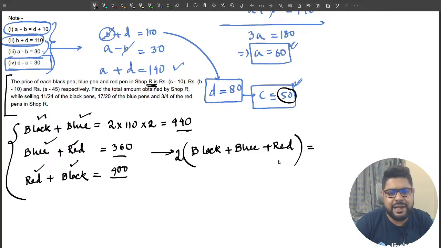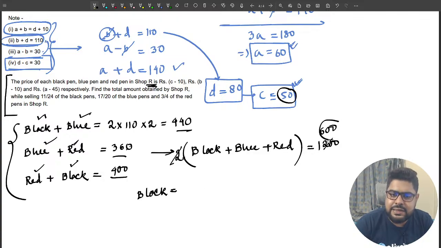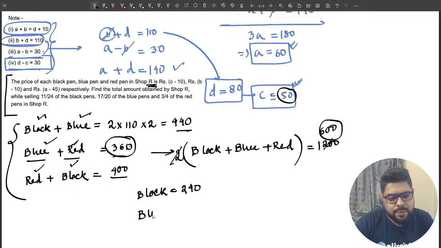So this is very clearly, sir, 1200. Because 400, 400, 400. So the equation is 600. So from there, if you need the number of black pens, 600 minus whom will you do? Blue and red, 360. So that means it is how much? 240. If you need blue pens, 600 minus what? Red and black, that is 200.